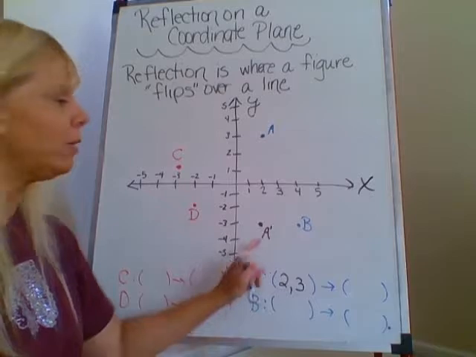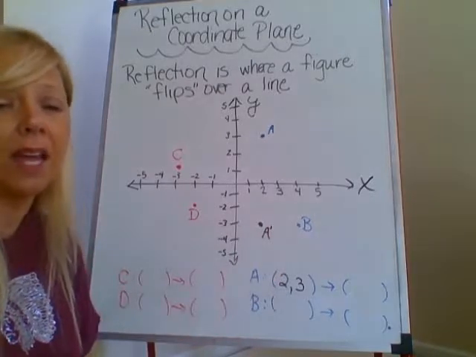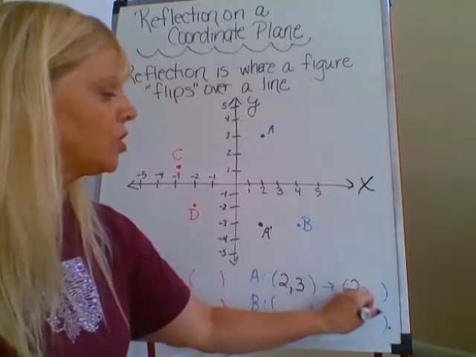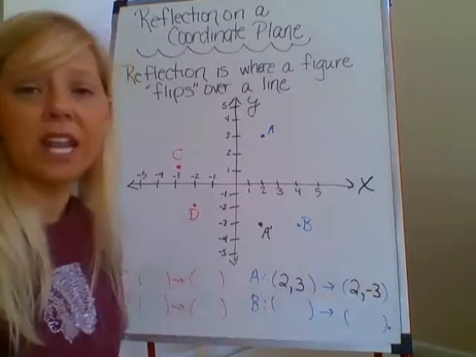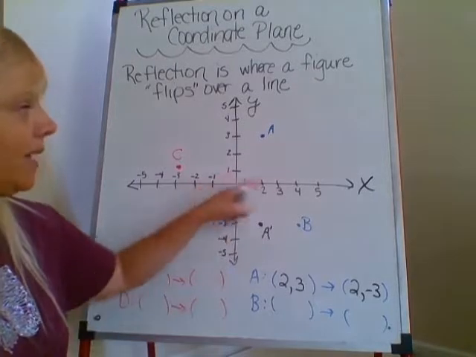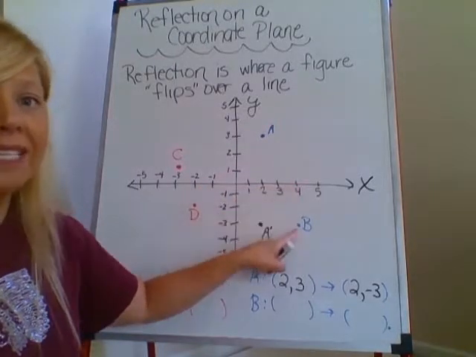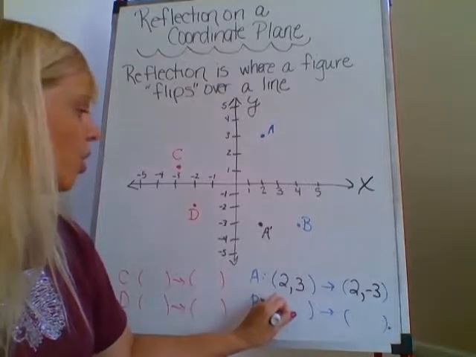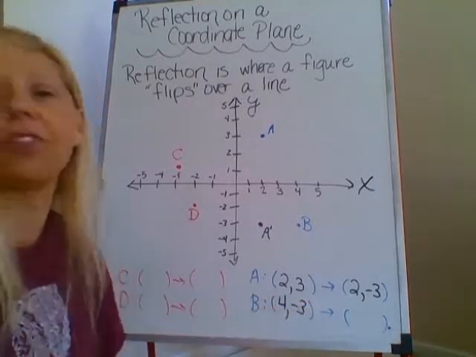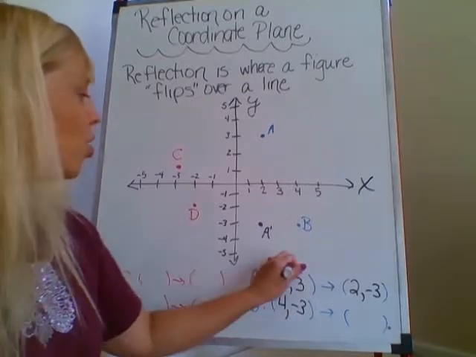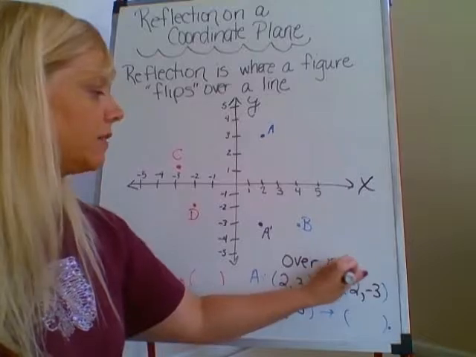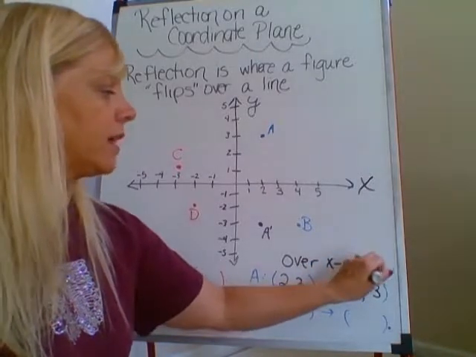And in geometry, we put a little marking next to it saying that is my second figure. So it's over 2 down to -3, okay? If I look at B, B is over 4 down 3. So over 4 down -3. And I want to reflect this again over the x-axis. So I'm going to write over x-axis. So we know that these are my x-axis ones.